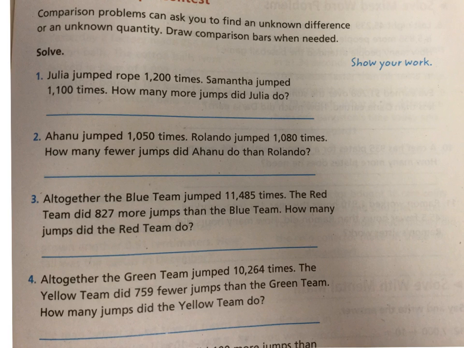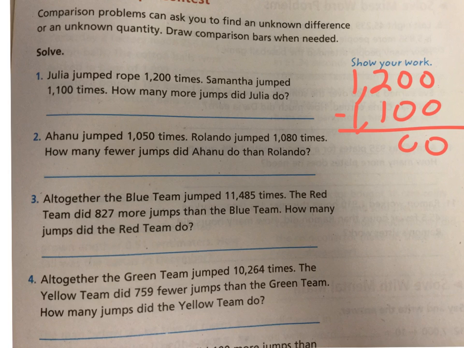Page 141. Okay, we're going to look at the first 4 problems on this page to start. Let's look at number 1 together. It says, Julia jumped rope 1,200 times. Samantha jumped 1,100 times. How many more jumps did Julia do? These are comparison problems. So we're comparing. We're going to find the difference between Julia, who jumped 1,200 times, and Samantha, who jumped 1,100 times. We do subtraction. We find out that it was 100 more jumps than Samantha did.